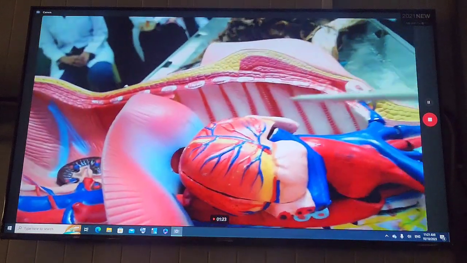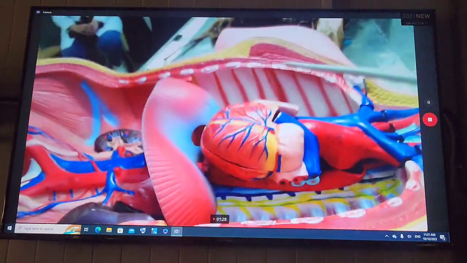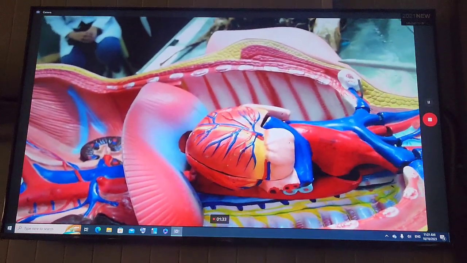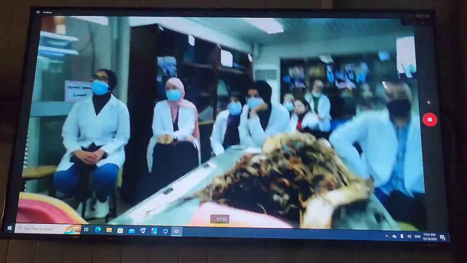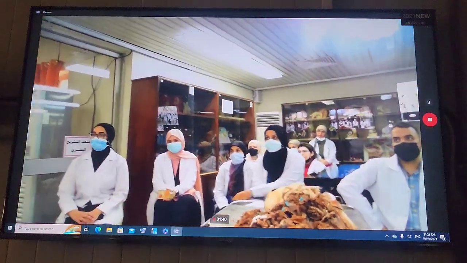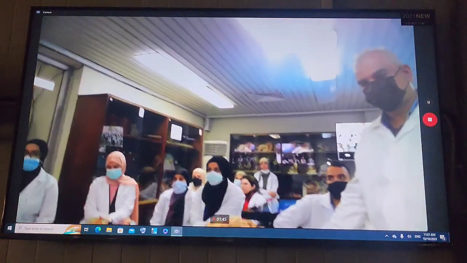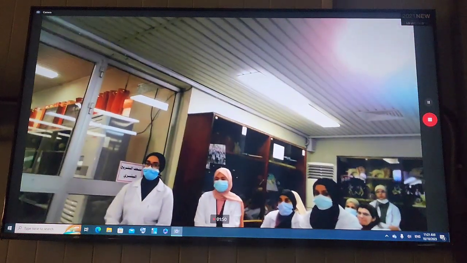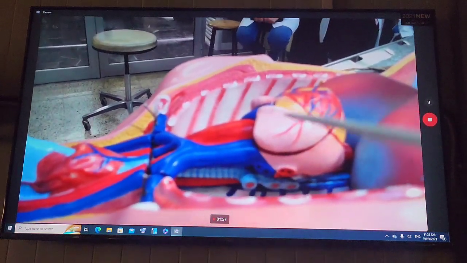I don't want to say something about the heart because it was considered in the previous class. But I will pass to the mediastinum on the right side. That was the mediastinum on the left side. And this is it. This is the mediastinum on the right side.